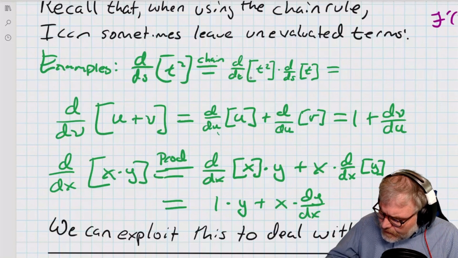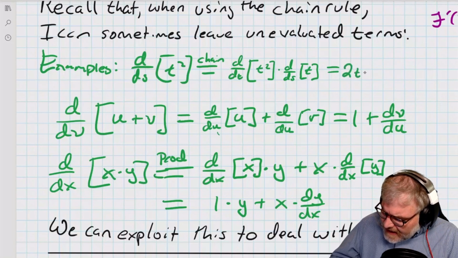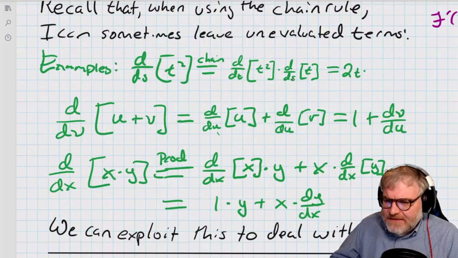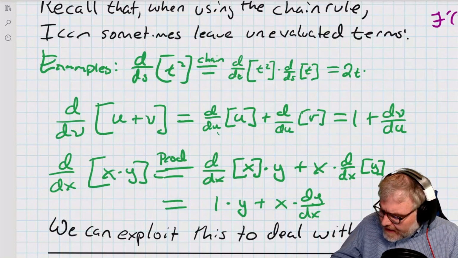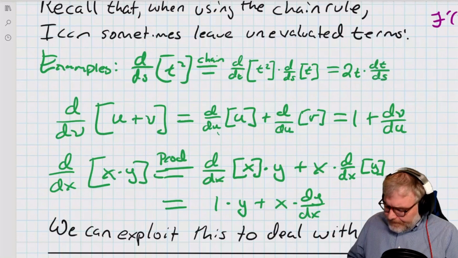And then when I take the derivative of this, I get 2t times the derivative with respect to s of t. Well, I don't know anything about t except that it moves with s. So I just write this as dt over ds.